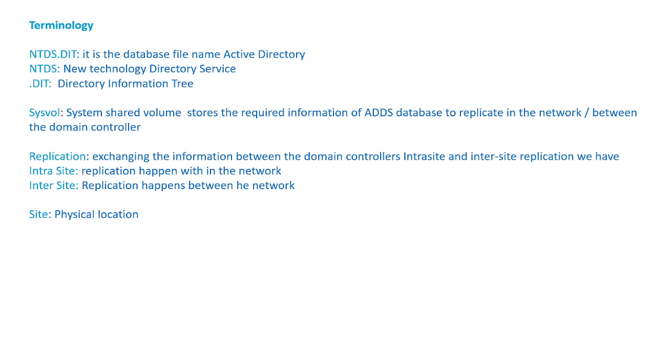NTDS means New Technology Directory Services. DIT means Directory Information Tree. The DIT is the extension of the Active Directory database. People may ask you what the extension of the Active Directory database is. You can just say dot DIT.